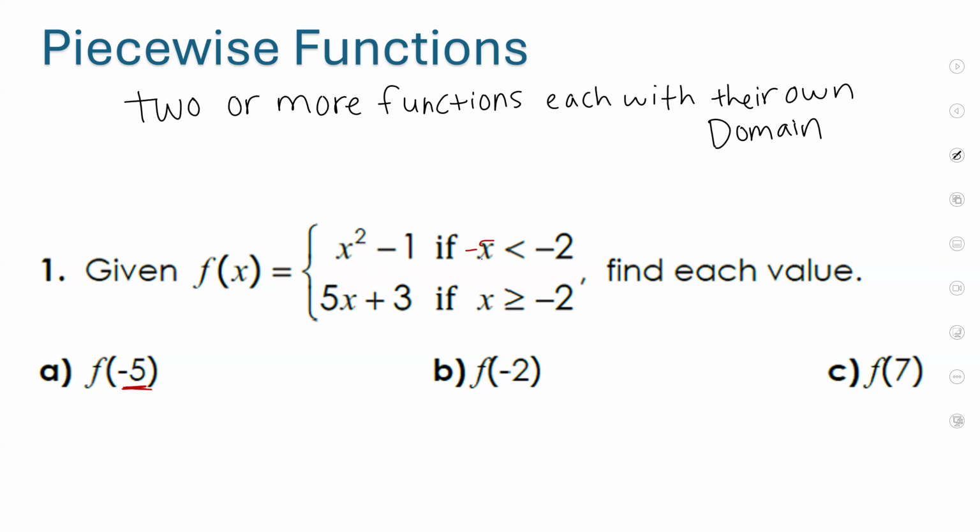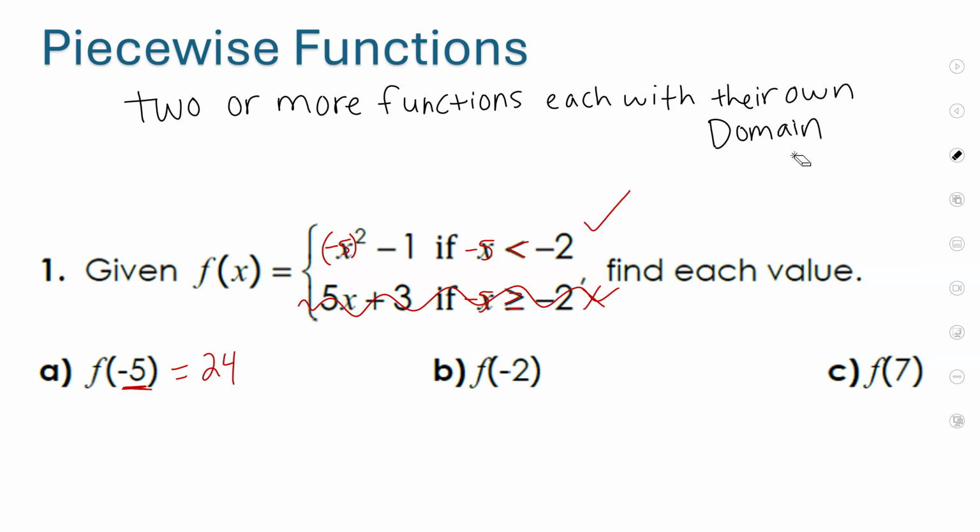Does this make sense? Is -5 less than -2? Okay, that's good. Is -5 greater than or equal to -2? Okay, so we're not going to use this bottom one. We're going to use this top one for -5. Okay, that's how you figure out which one you want to use. So if I plug in a -5 here, what's -5 squared minus 1? So this one is 24.